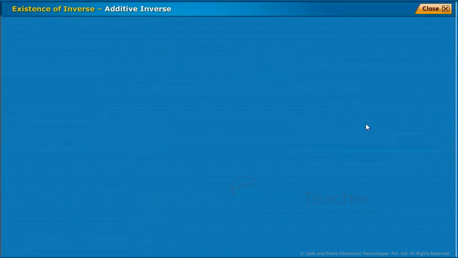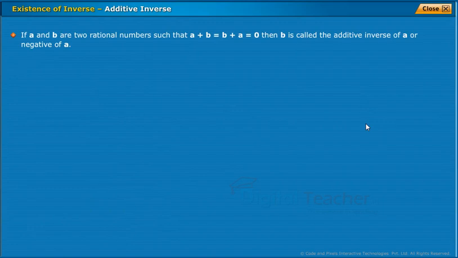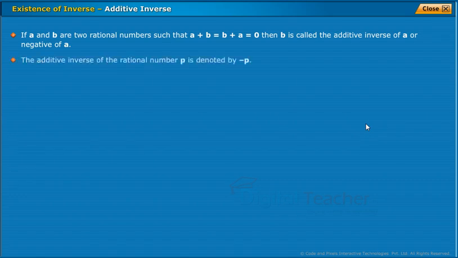Additive inverse. If a and b are the 2 rational numbers such that a plus b is equal to b plus a equal to 0, then b is called the additive inverse of a or negative of a. The additive inverse of the rational number p is denoted by minus p.